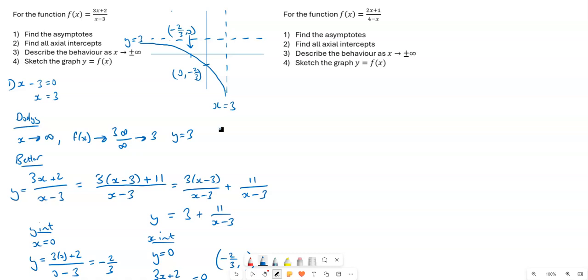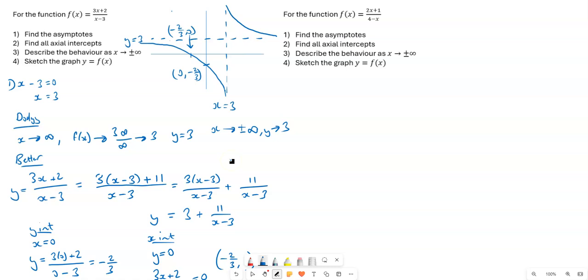And we know that with these hyperbolae, once we found one of the things, we know the other one is going to be diagonally opposite. So we get to the graph. And in fact, we have described the behavior as x approaches infinity as well. We can say that as x approaches plus or minus infinity, y approaches 3.